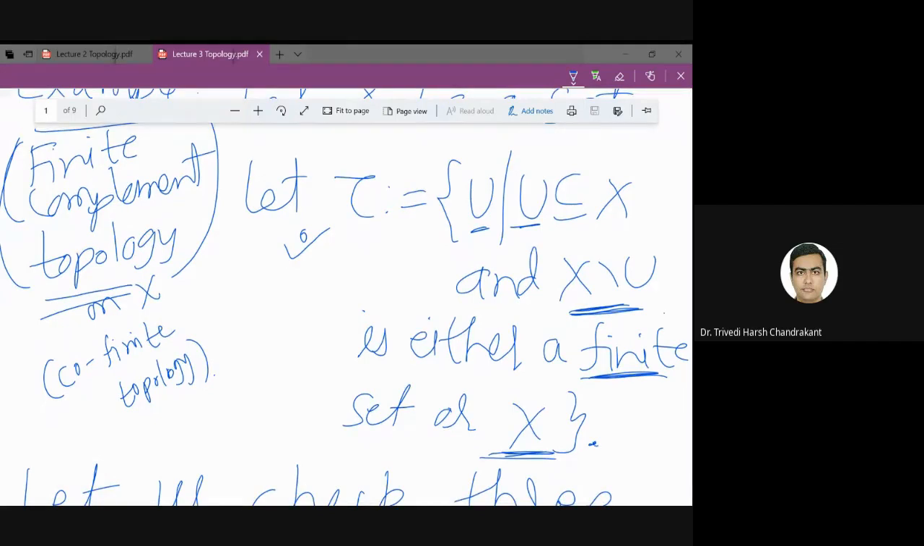So any doubt in this example? Did you understand it correctly? Okay. So then let us try to understand what exactly this topology is. What kind of sets are open, by selecting some particular choice of X.